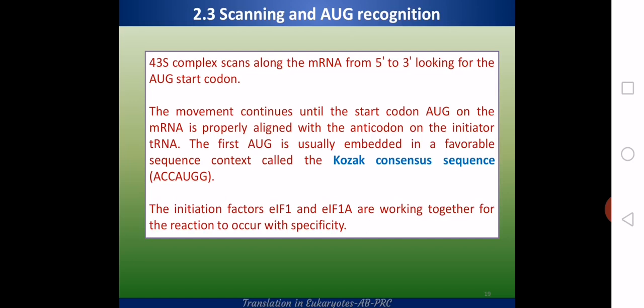And the specificity of the reaction will be controlled by EIF1 and 1A. That means they block the entry of any other tRNA molecules into the A site and provide some specificity to the screening or the scanning mechanism.